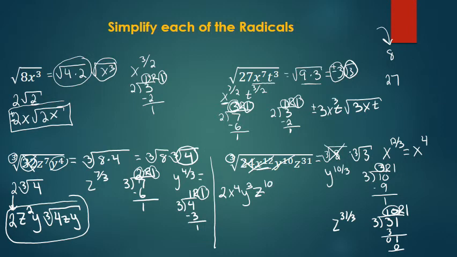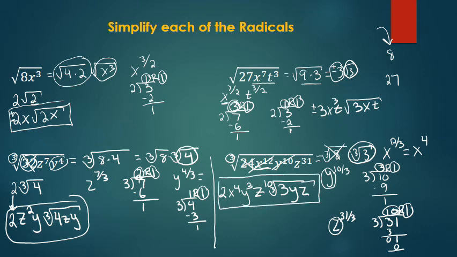And now I need to go back and put all of the stuff that belongs under the root. So I have cube root, 3, that's the first value. The second value is my y and the remainder on that, so there's just one y. And then my next value is the z, so z with the remainder, and the remainder was 1. So my final answer is 2x to the 4, y to the 3rd, z to the 10, cube root 3yz.